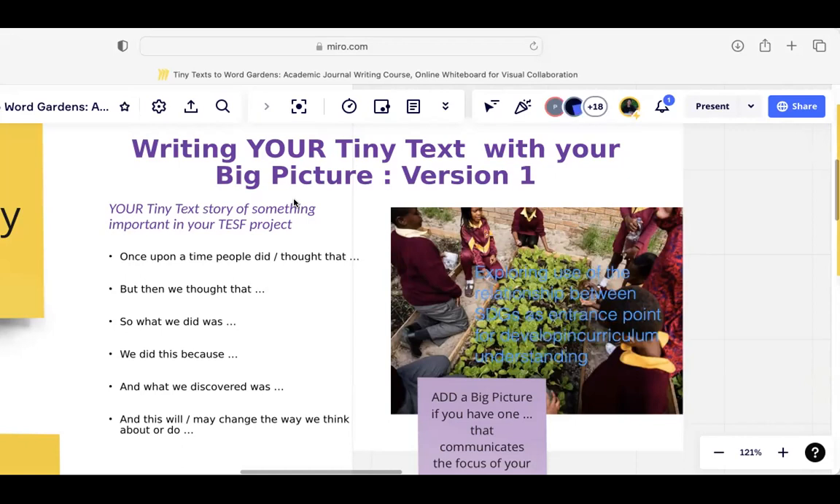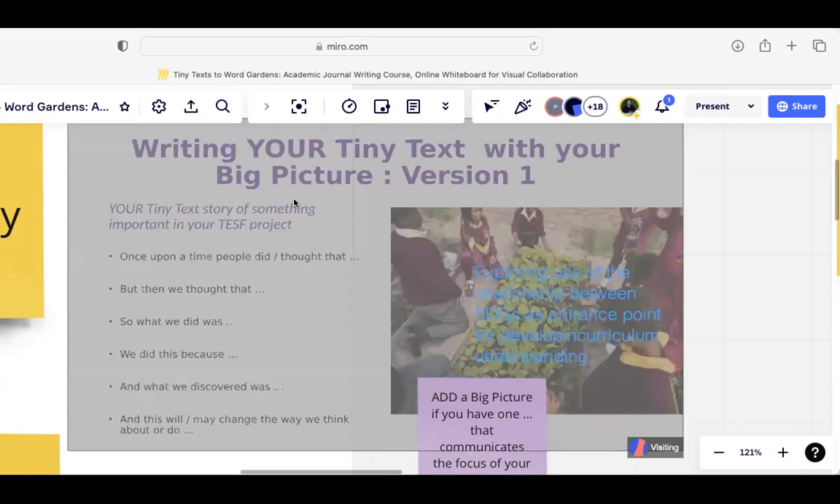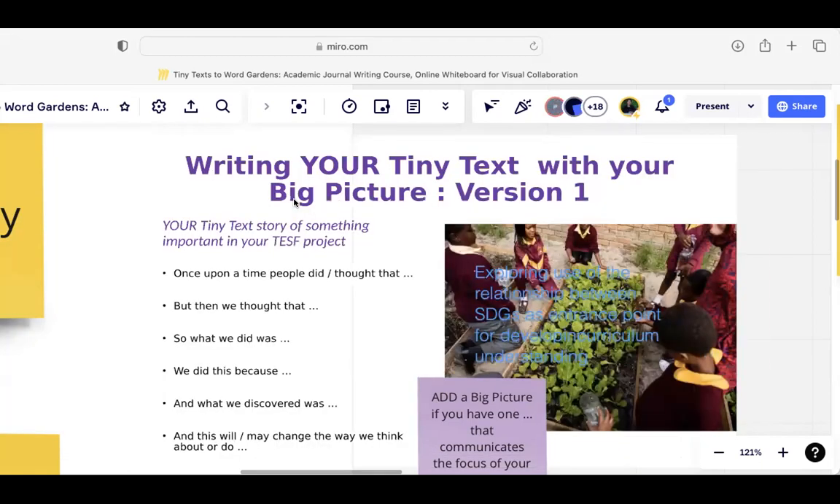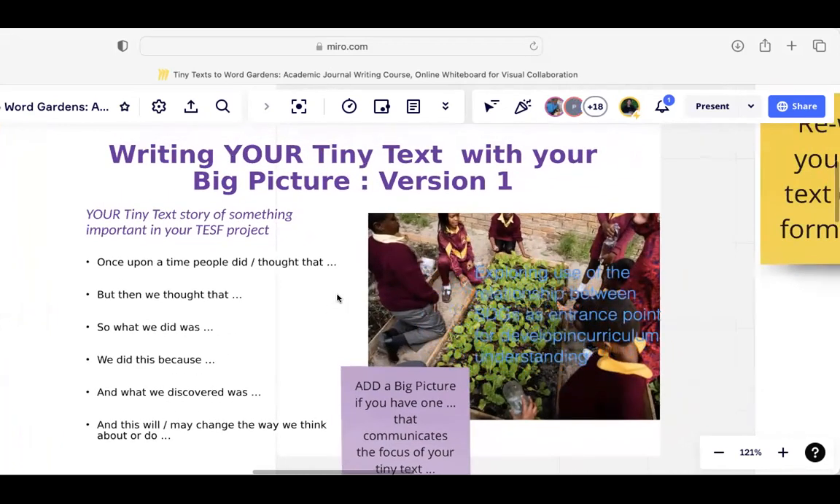So if we take Colleen's example, she could write something like, once upon a time, people thought that sustainability was not important to universities. Guys, please don't move the document. But then we thought that, so she could carry on with her story, but then we thought that actually, in the light of all of the environmental and social problems in the world, sustainability is important to universities, university students, and the management of universities.